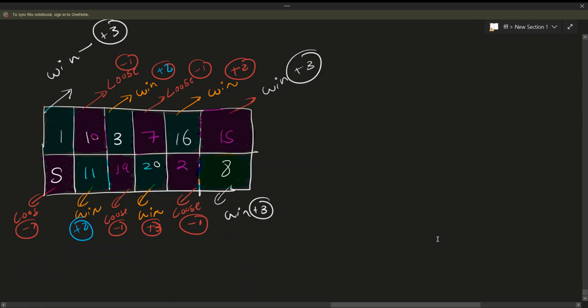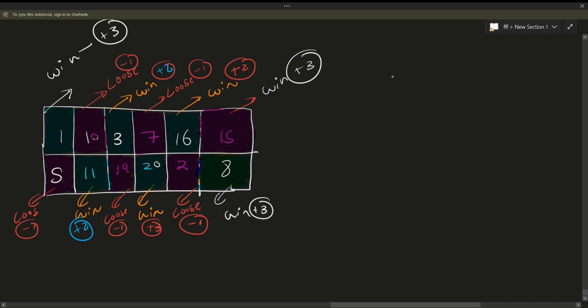For example, I have made my own roulette with numbers 1, 10, 3, 7, 16, 15, 5, 1, 19, 20 to 8, and with their values: if you get 1, you win plus 3. If you get 10, you lose minus 1. This is my own game. So let's see how we can predict.